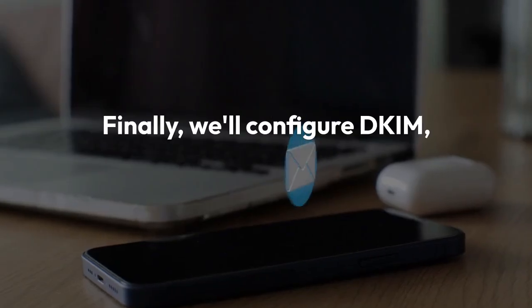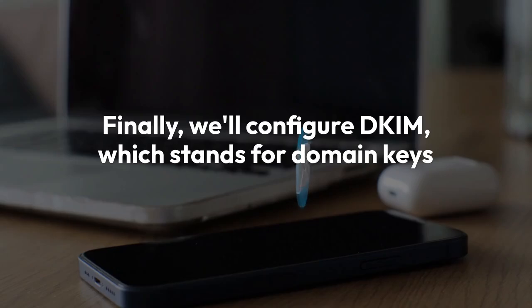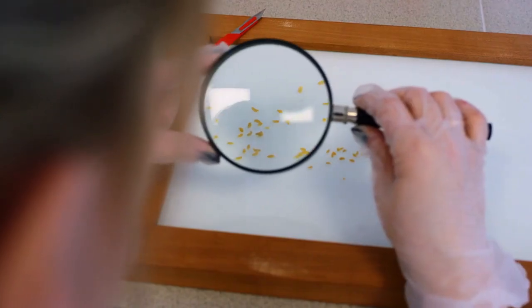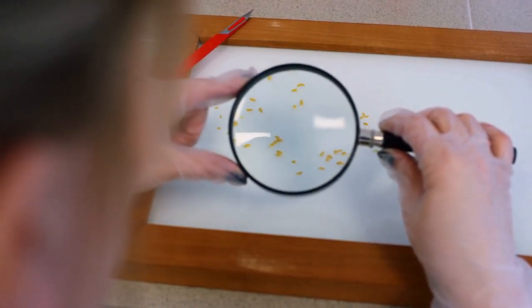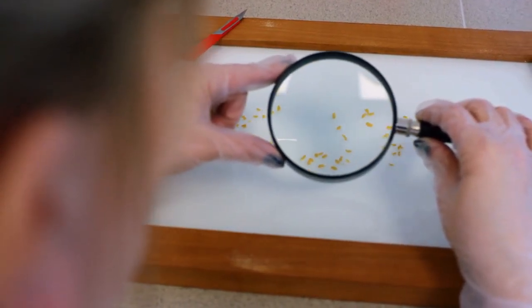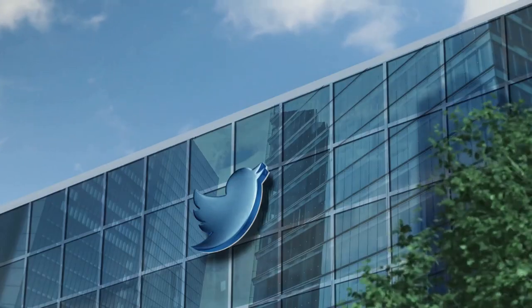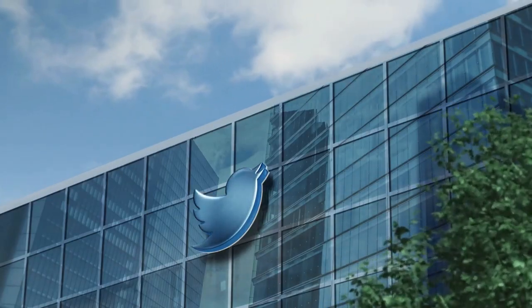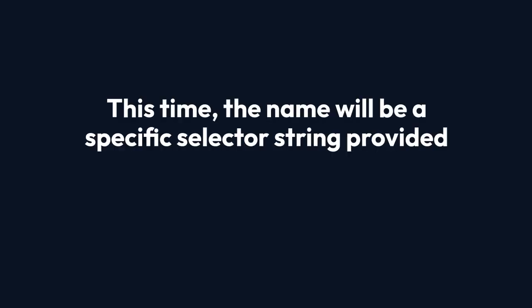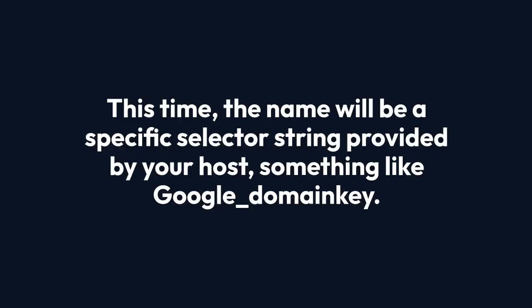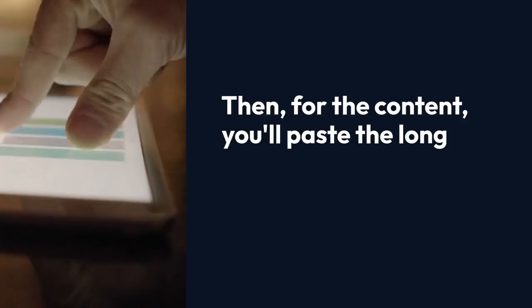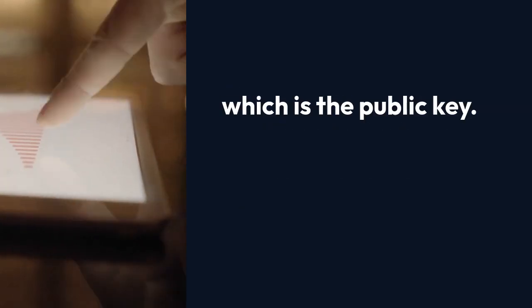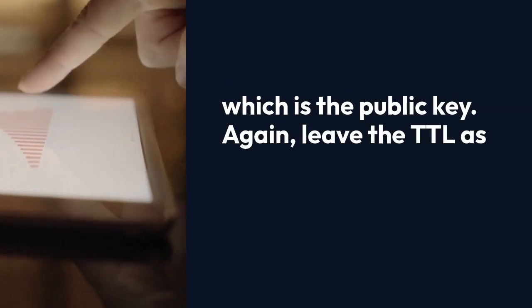Finally, we'll configure DKIM, which stands for DomainKeys Identified Mail. This adds a digital signature to your outgoing emails, verifying that the message wasn't altered in transit. Your email provider will give you a unique DKIM key. In Cloudflare, add another TXT record. This time, the name will be a specific selector string provided by your host, something like google._domainkey. Then, for the content, you'll paste the long string of characters which is the public key. Again, leave the TTL as auto.